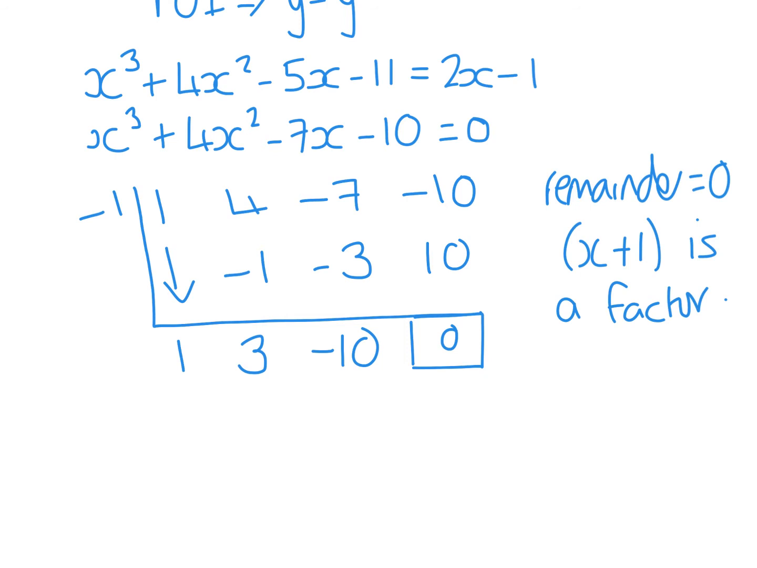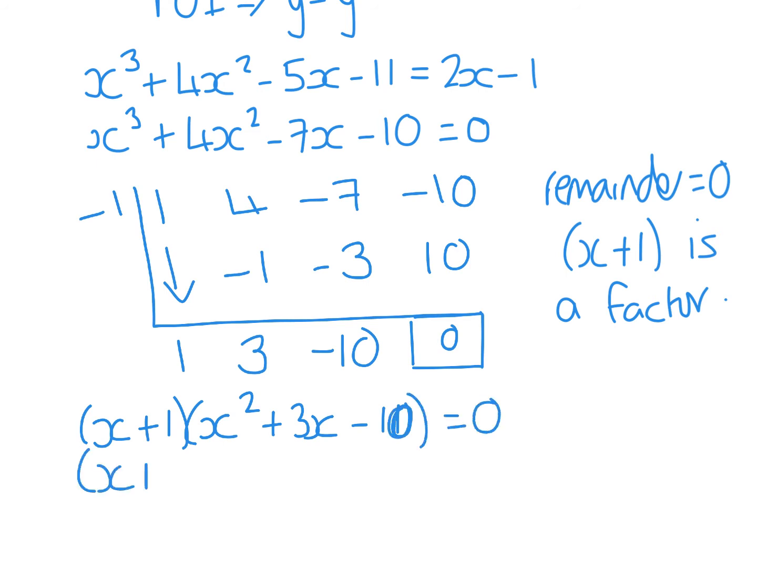So what we can do now is rewrite our polynomial. We've partially factorised it. So your first factor is x plus 1, then your quotient, x squared plus 3x minus 10. I don't know why I said 11. Equals 0. We're going to factorise the quotient.